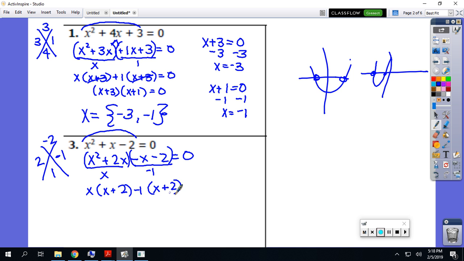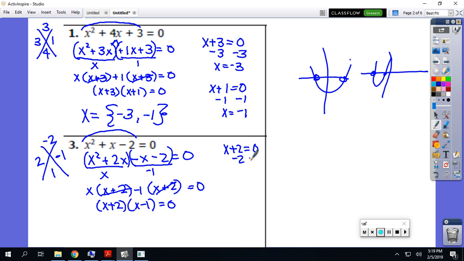Remember, these two parentheses should be equal in order for this to work, so that I get my factors. What do they have in common? They both have x plus 2. What's in the front? X minus 1. Set that equal to 0. Since I have my two factors, I'm going to set each of my factors equal to 0 and solve. So I'm going to set x plus 2 equal to 0.